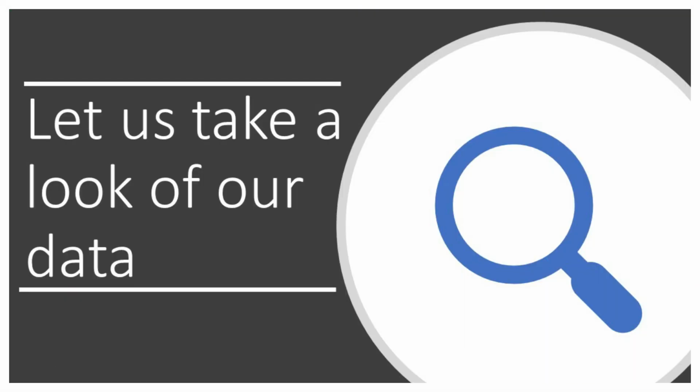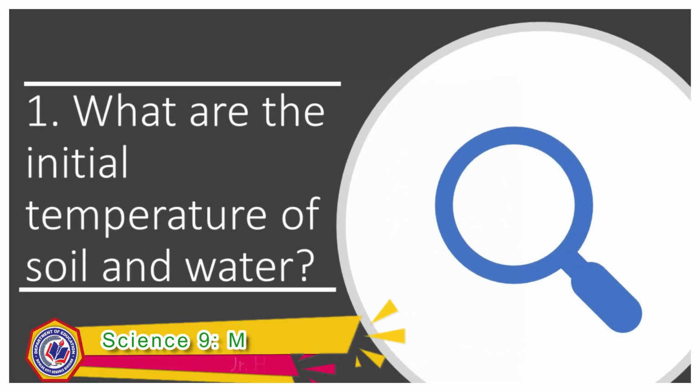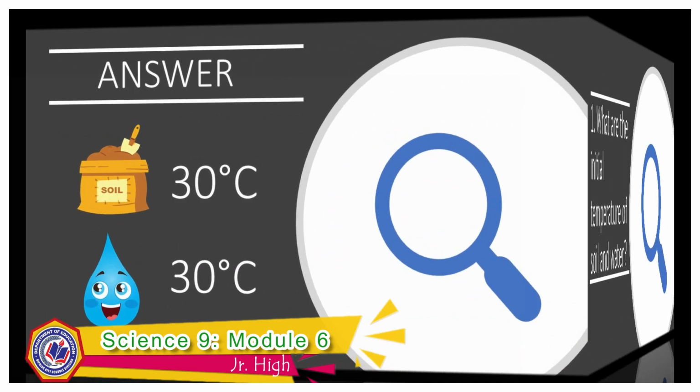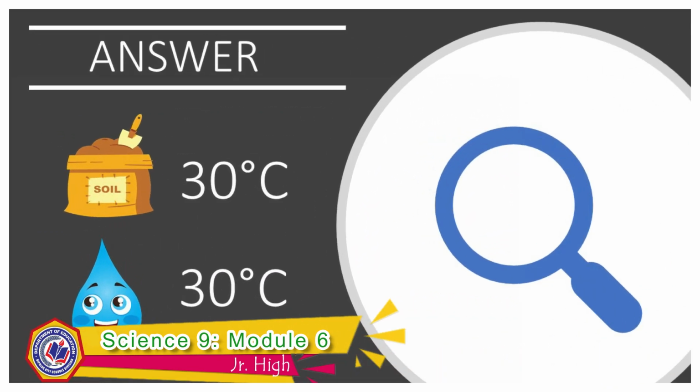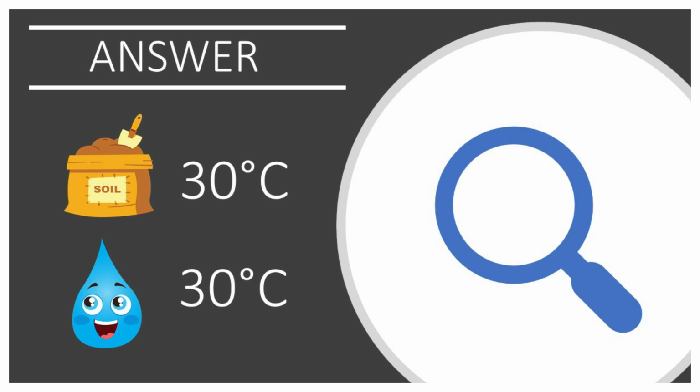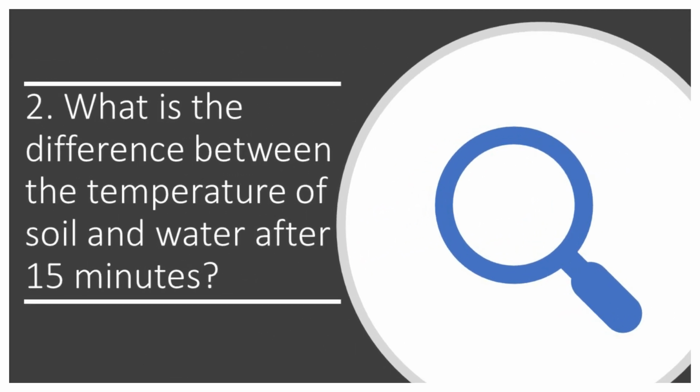So let's take a look at our data. What are the initial temperatures of soil and water? The water and the soil both have the same initial temperature of 30 degrees Celsius. What is the difference between the temperature of soil and water after 15 minutes?